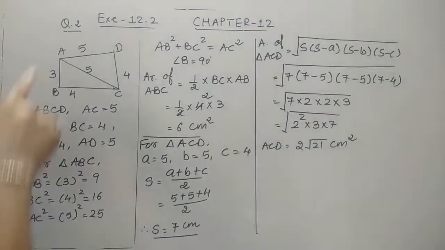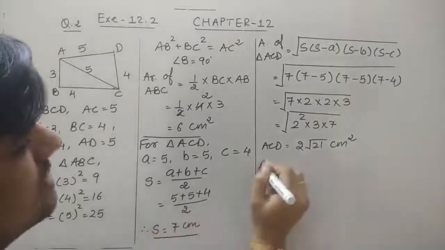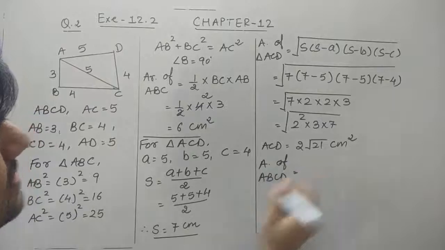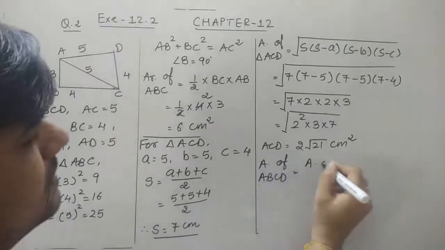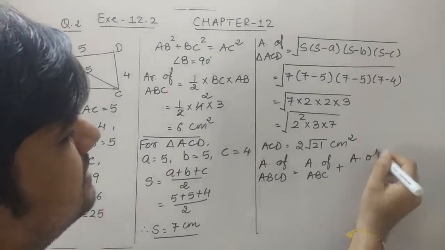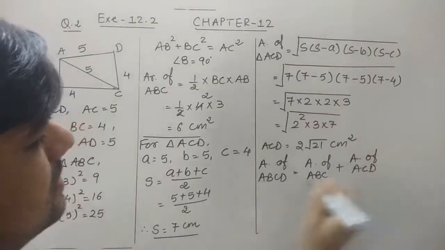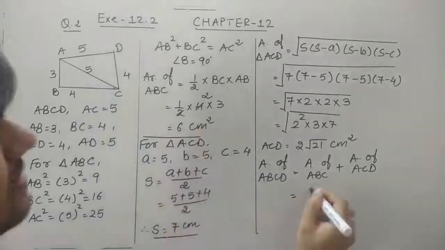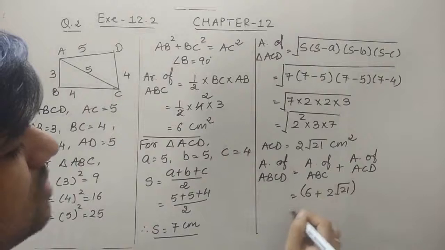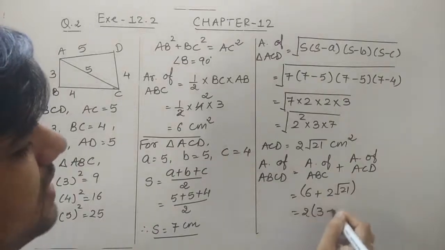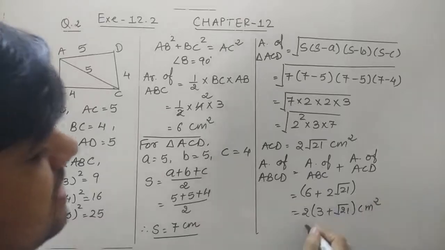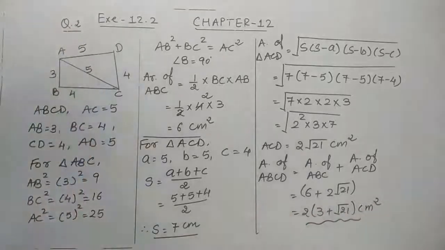But as in the question, we have to find out the area of ABCD. So area of quadrilateral ABCD is the area of ABC plus area of ACD. That area of ABC we have 6 centimeter square and this is 2 root 21. If you wish to take out 2 common, that also fine. अगर आप common नहीं निकालोगे तो भी चलेगा. So this is the area of quadrilateral ABCD which we obtain.